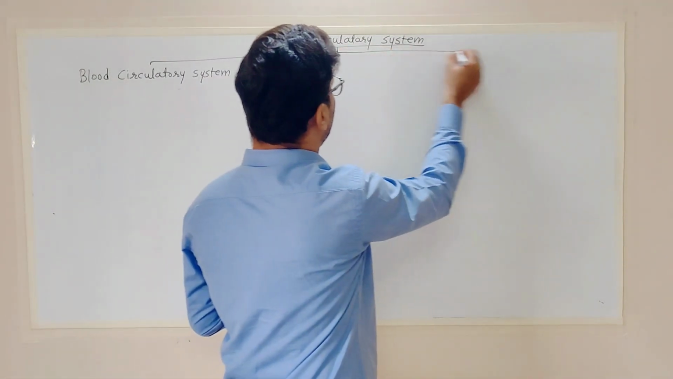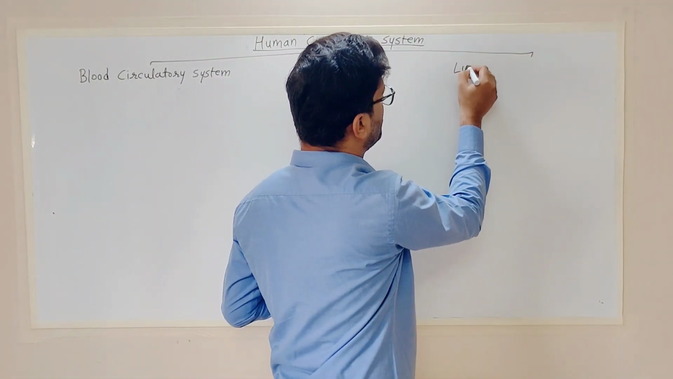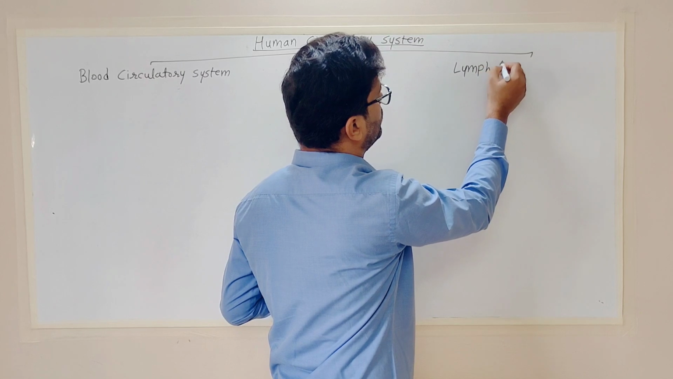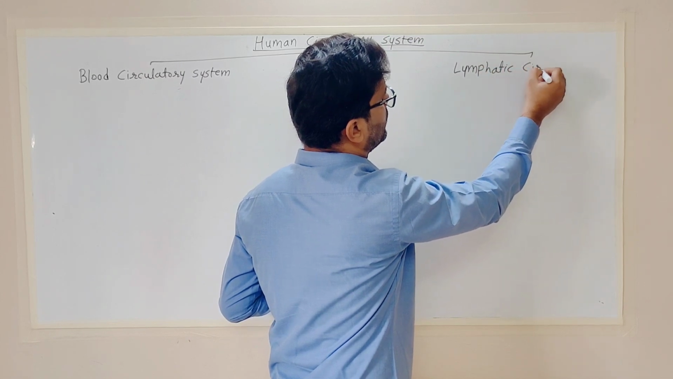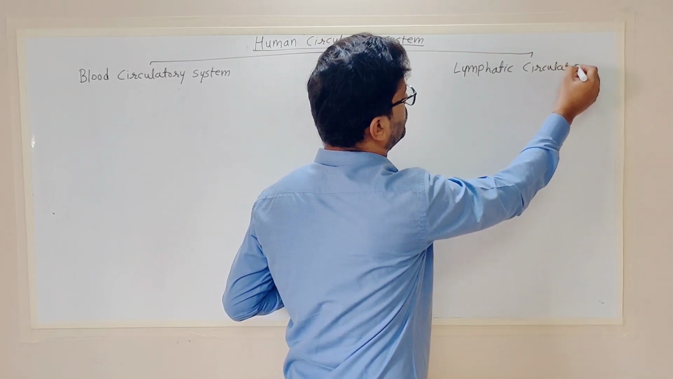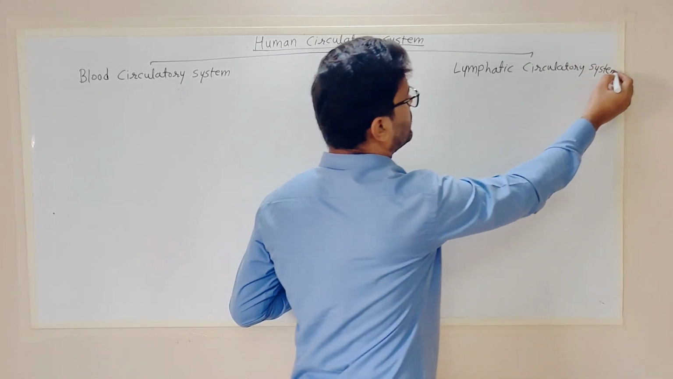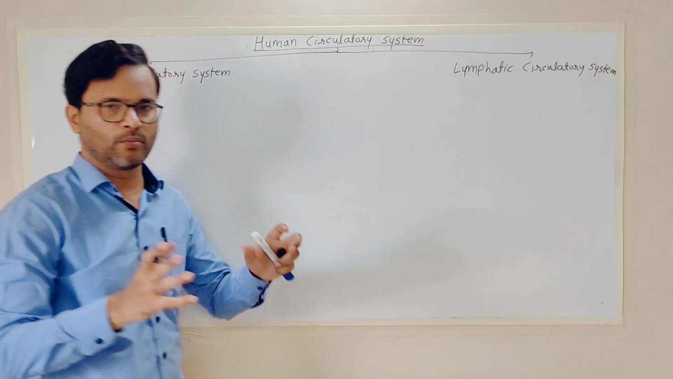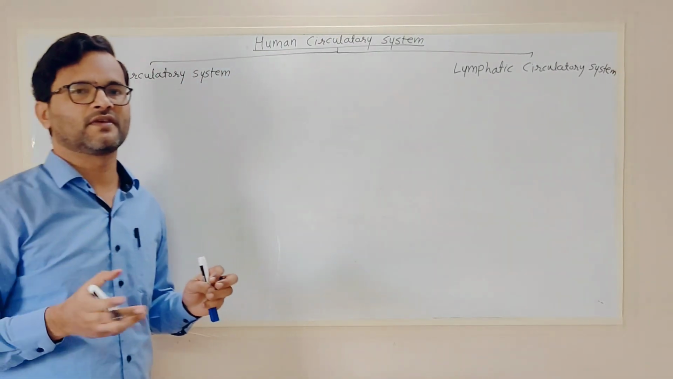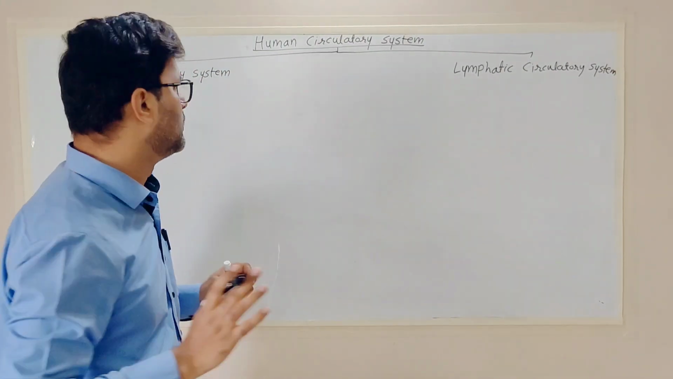second one is the lymphatic or lymph circulatory system. So what is a system? It is a group of tissues, or we can say a group of organs. Clear?